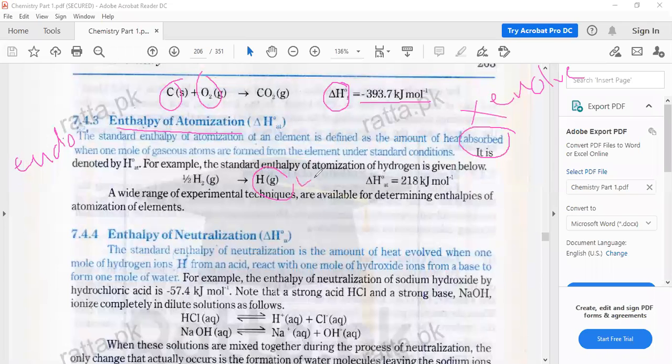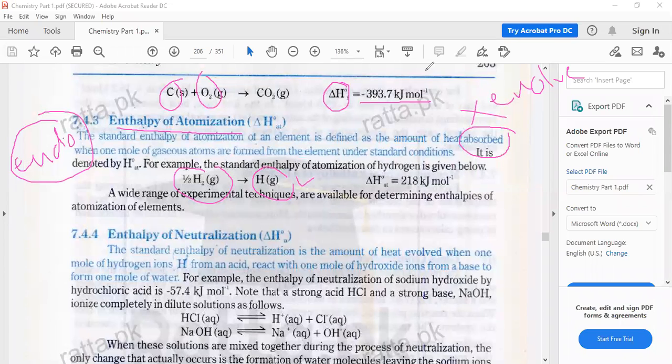You are making 1 mole of gaseous atoms from its element. So to make an atom, some amount of energy, some amount of heat content, you need to provide to the system for this reaction to take place. Always you need to provide the heat. There will not be any reaction in which heat evolves and atoms form. Clear? So atomization is an endothermic reaction.